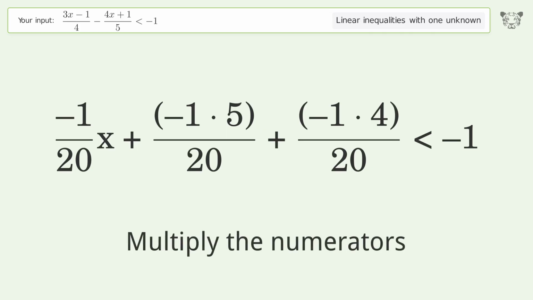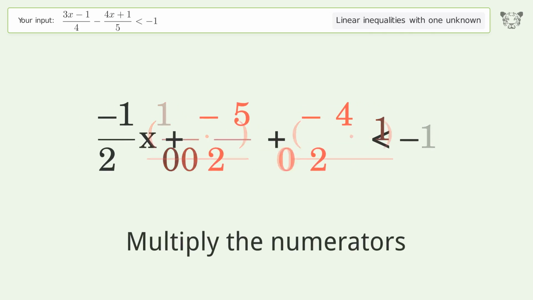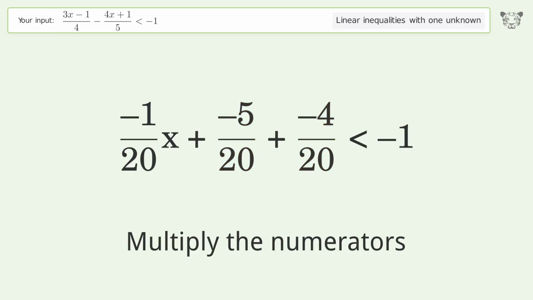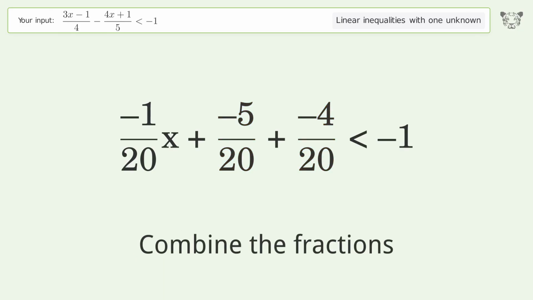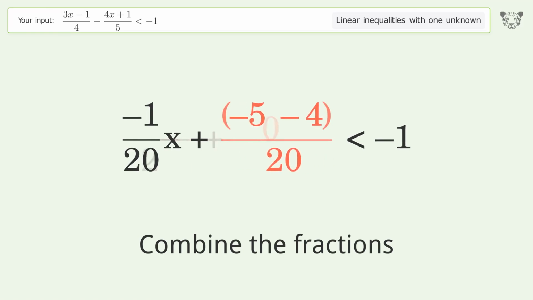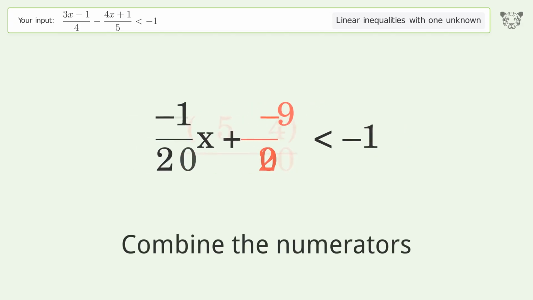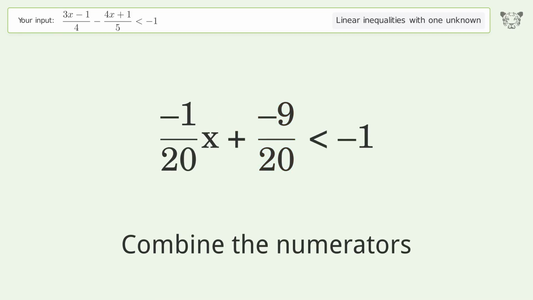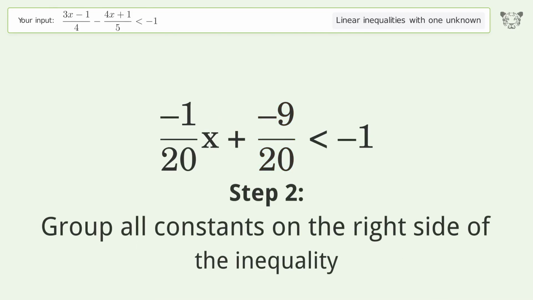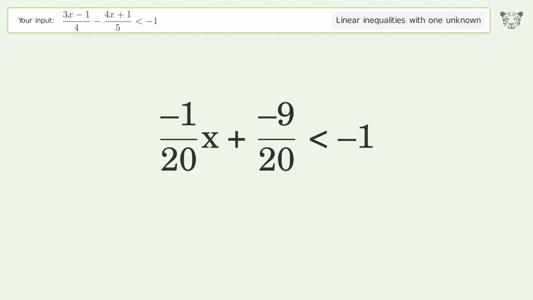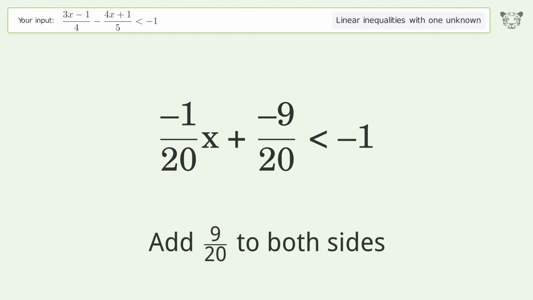Multiply the numerators. Combine the fractions. Combine the numerators. Group all constants on the right side of the inequality. Add 9/20 to both sides.